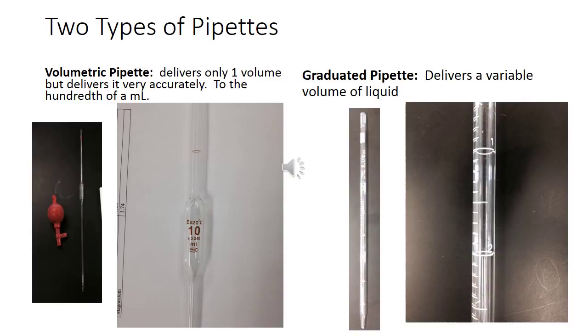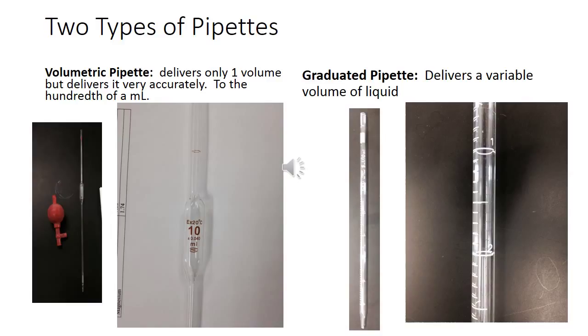The first type of pipette is a volumetric pipette. A volumetric pipette delivers only one volume, but delivers it very accurately. As a general rule, a volumetric pipette is accurate to at least the hundredths place of a milliliter.